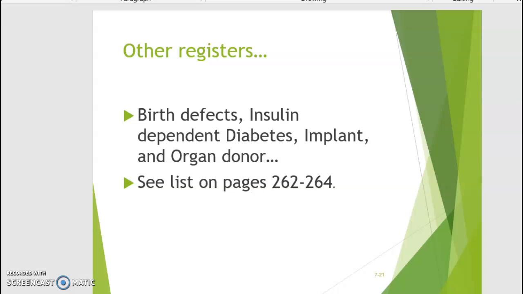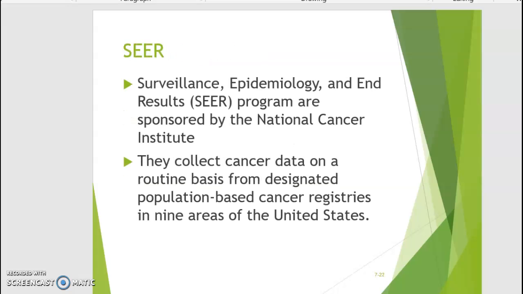Other registries: birth defects, diabetes, implant, organ donor. And then a couple other things we want to talk about is the SEER, Surveillance, Epidemiology, and End Results Program, sponsored by the National Cancer Institute. They collect cancer data on a routine basis from designated populations all over the 9 areas of the United States.